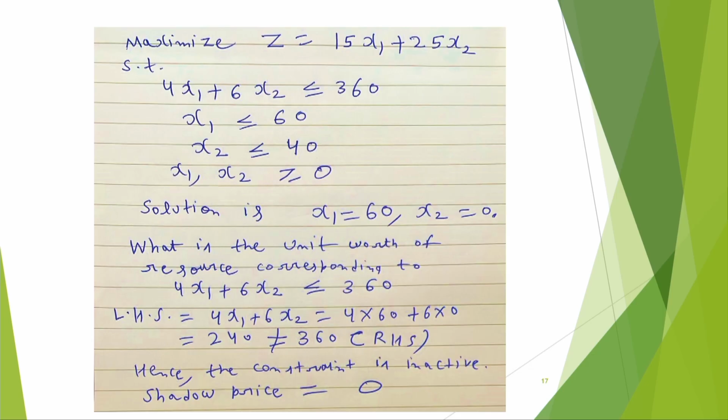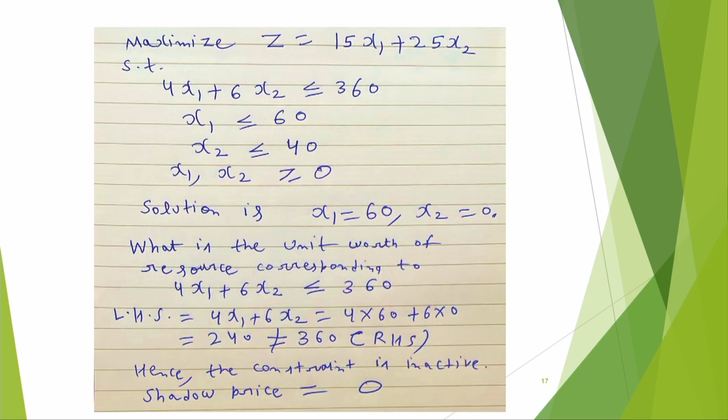Finally, let us see one more problem before we conclude. Maximize z is equal to 15x1 plus 25x2 such that 4x1 plus 6x2 is smaller or equal to 360, x1 is smaller than 60, x2 is smaller than 40, x1, x2 greater or equal to 0. You can solve it graphically or by the simplex method. You can pause the video and solve it yourself. You will see that the solution is x1 is equal to 60 and x2 is equal to 0.